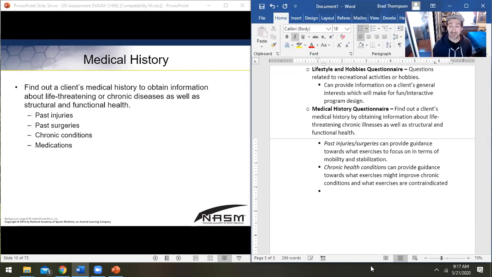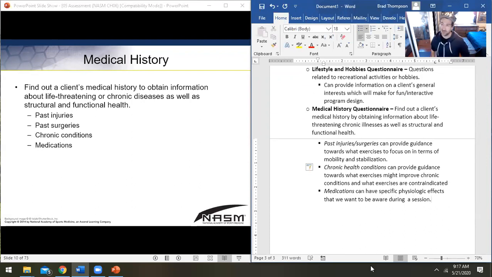And then lastly, medications. Medications can have specific physiologic effects that we want to be aware of during a session.